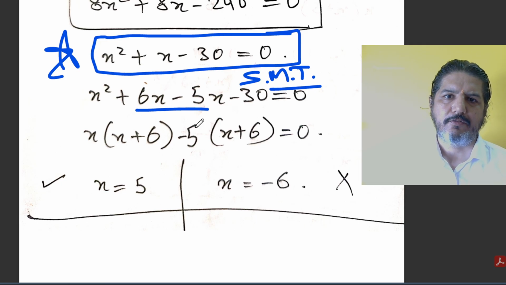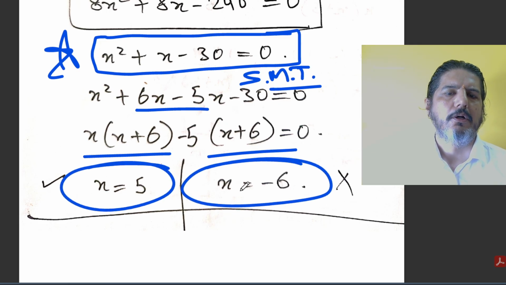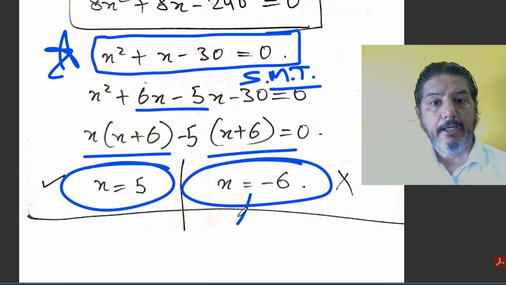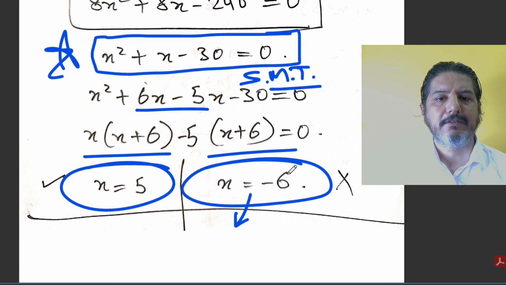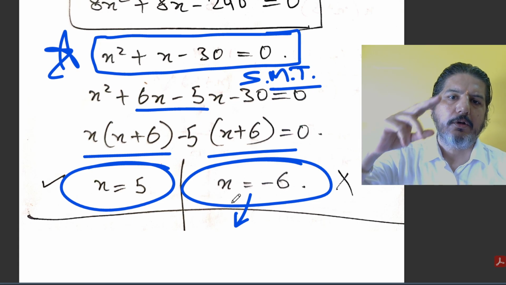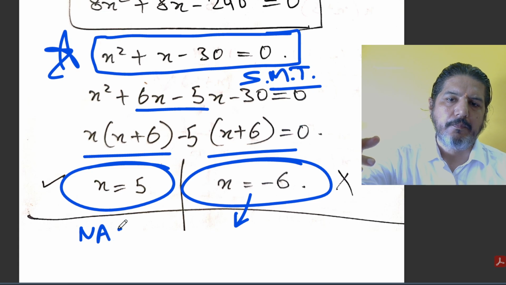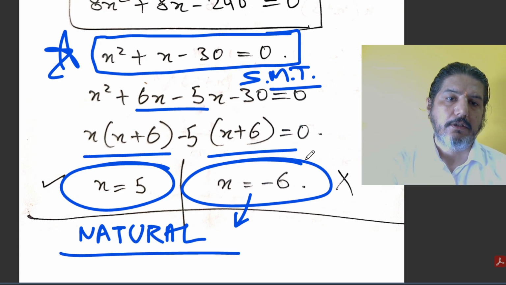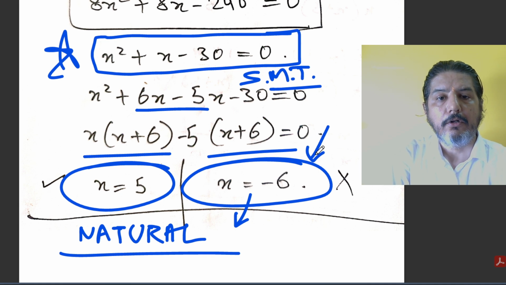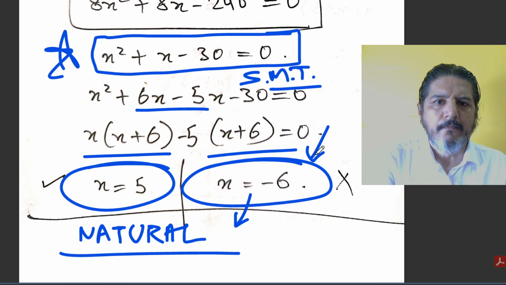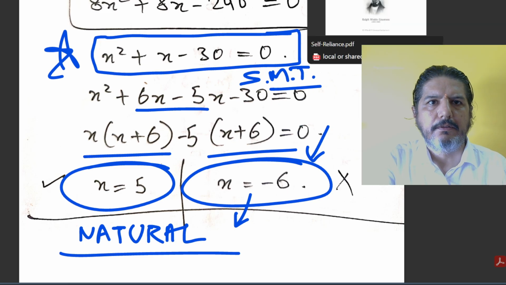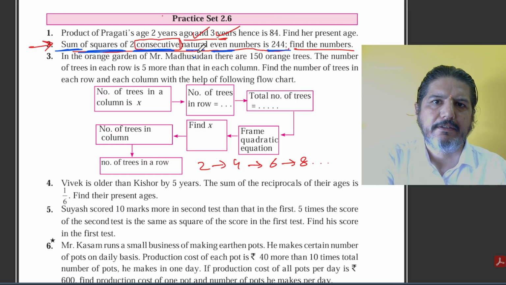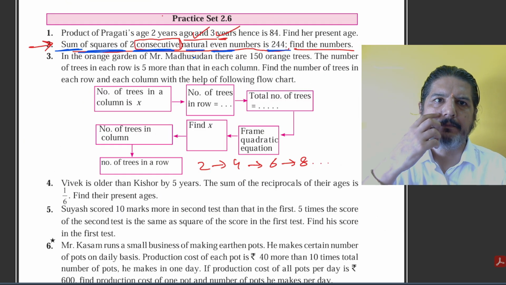So 6x minus 5x, and then you factor out the x plus 6, and now you have two values of x. Here you'll have to mention why you are ignoring minus 6, because you know that your number is a natural number. So you'll have to mention that I am ignoring this value of x because I have been given natural number. If you look at the question, they are asking for natural numbers. So you'll have to mention it.